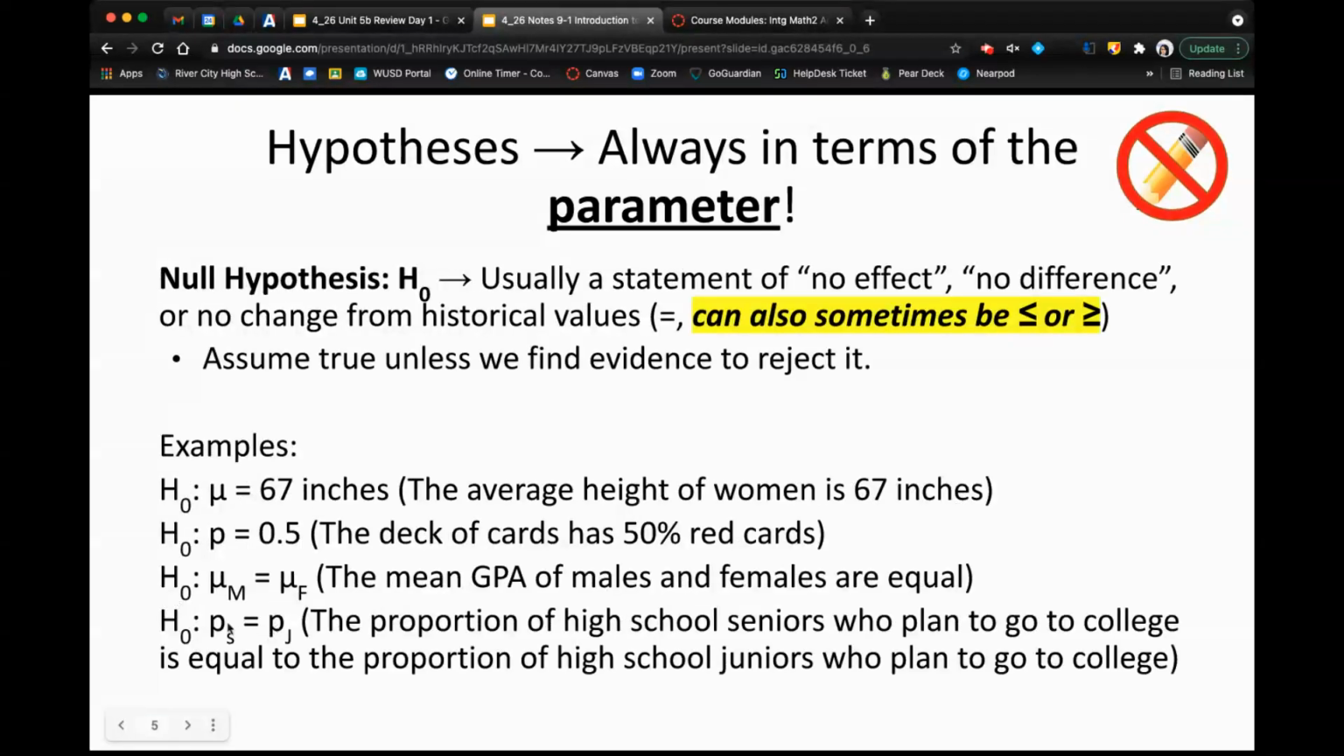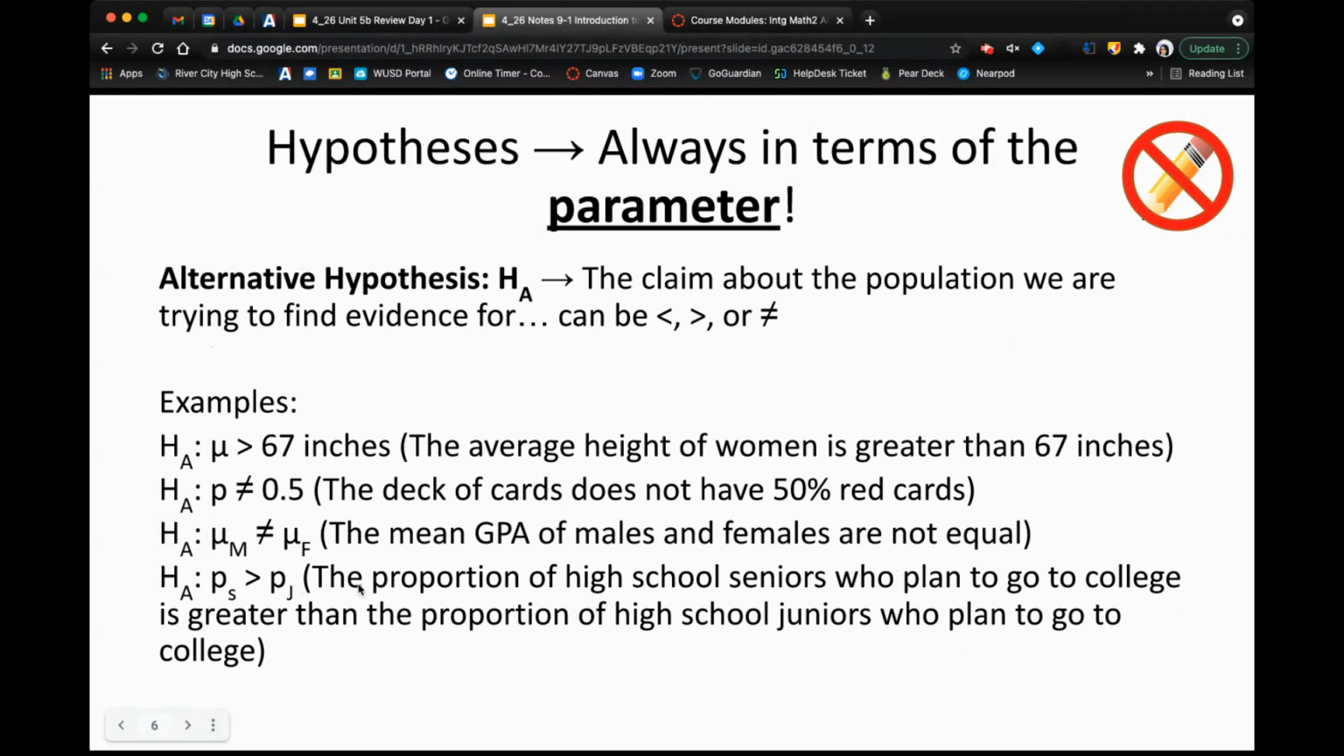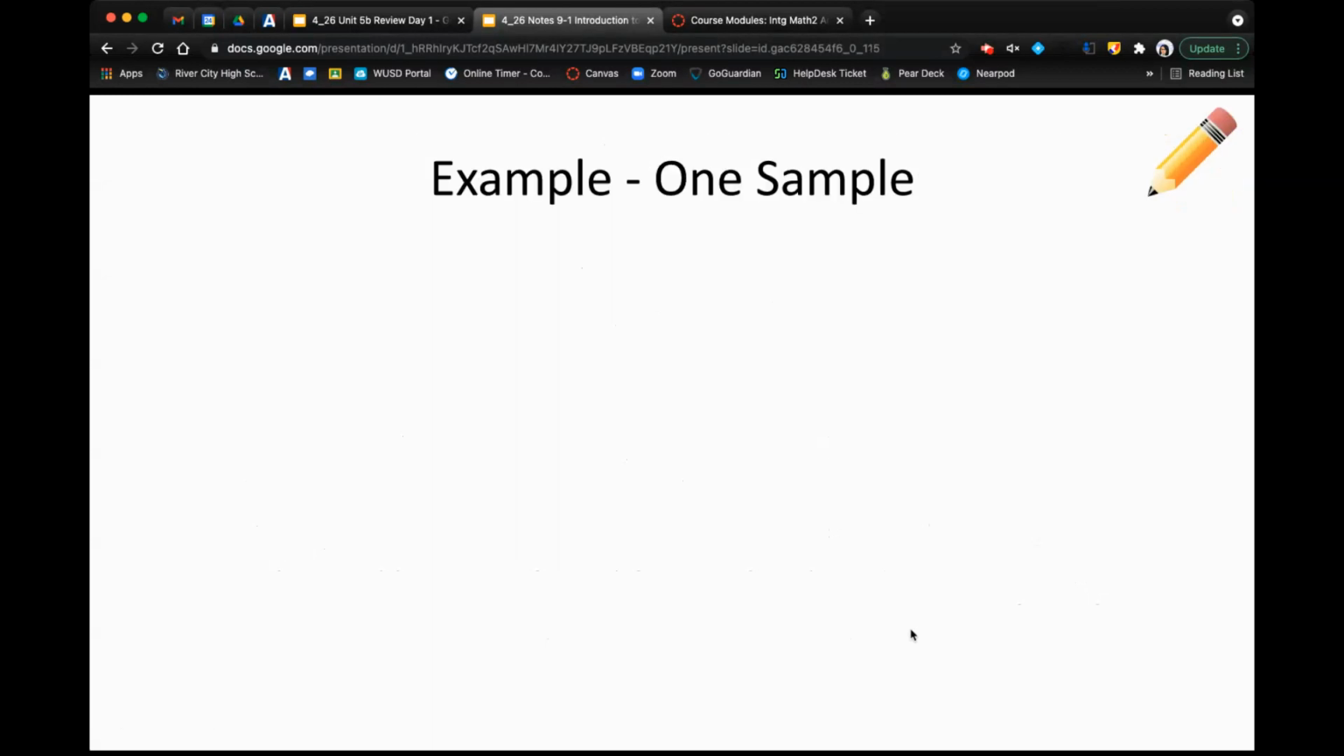And then the alternative hypothesis maybe for this example is the proportion of seniors, p_S, is greater than p_J. The proportion of high school seniors who plan to go to college is greater than the proportion of high school juniors who plan to go to college.